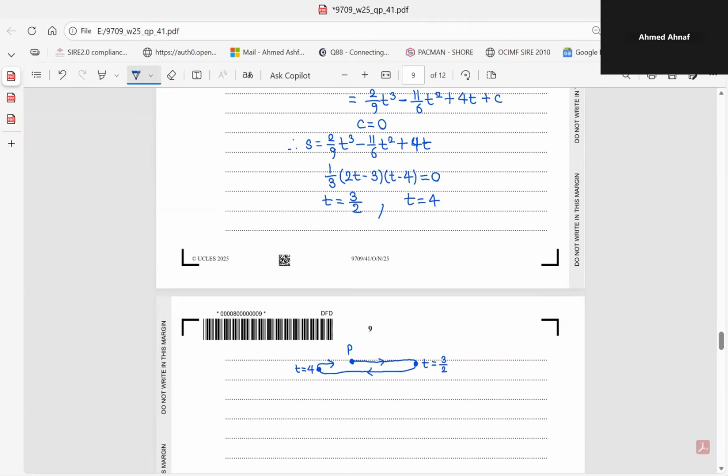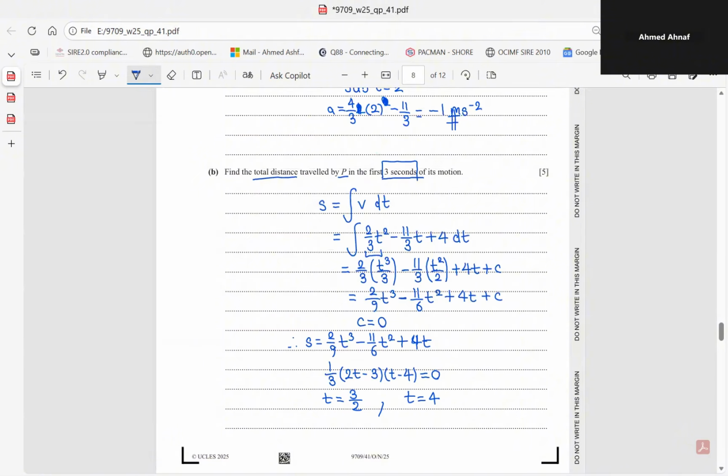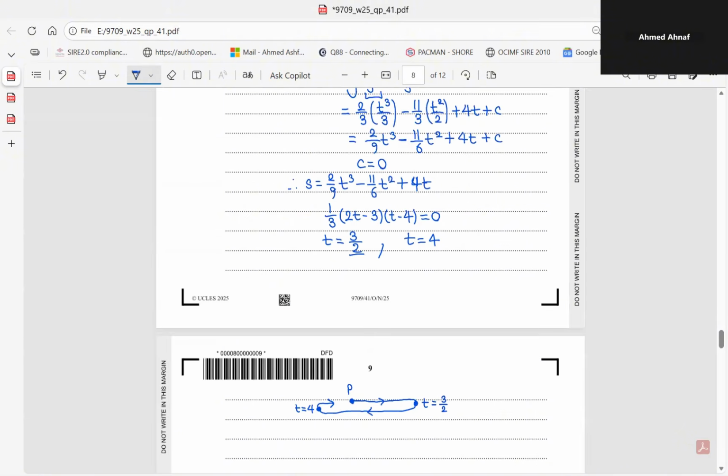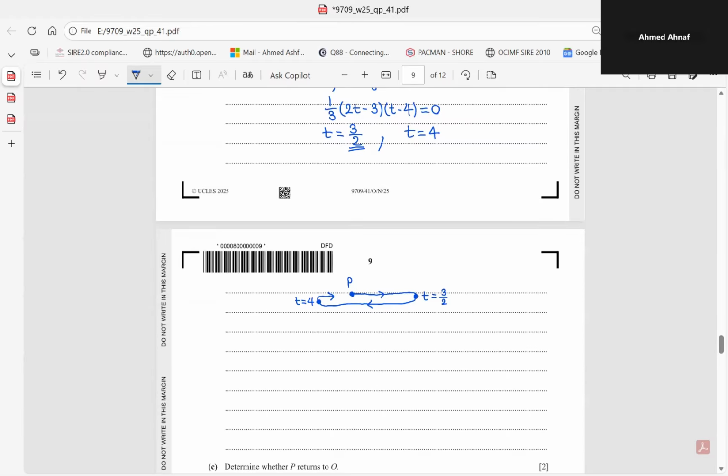So they asked us for the first 3 seconds, and unfortunately that's within one of the inflection points. So we first have to find the displacement at this inflection point, and then find the displacement at t equals 3. And then you take the difference between these two to get that distance, plus the displacement at the first inflection point.